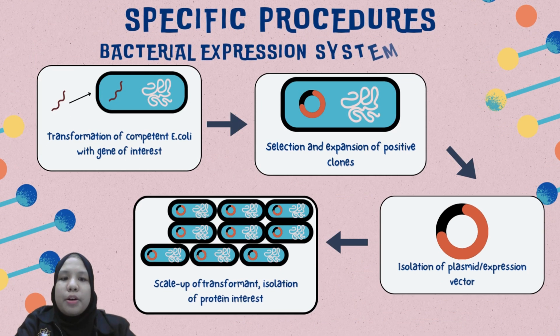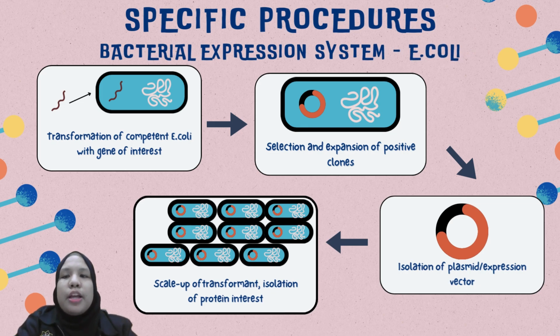Next, I will explain the specific procedure, especially for the bacterial expression system using E. coli. Because of their fast doubling period, bacteria serve as quick and simple platforms for expressing recombinant proteins. E. coli is the most extensively utilized host system because its genetics, genomic sequencing, and physiology are well understood. Genetic manipulation is simple and it grows to great densities, making it appropriate for large-scale fermentations.